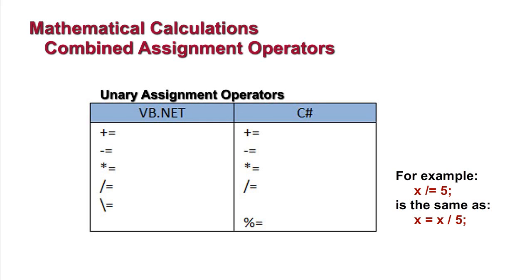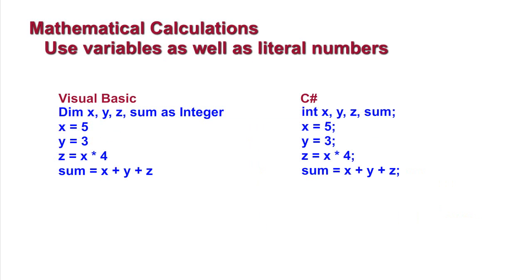So if you look at the division symbol there, the example would be x divide equals 5 is the same as x equals x divided by 5. So in this example, if x had a value of 15, once that statement is run, x would now have a value of 3. And it's important to note that mathematical calculations can involve not just little numbers, but also variables. And in fact, it's more often probably to involve variables, because if we're just using little numbers, we would just calculate those and plug those right into our code.